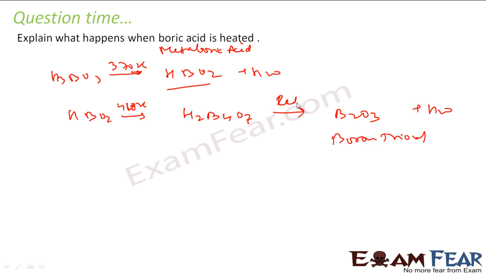This is red heat, right? So boric acid, we started with boric acid, we got metaboric acid, right? The water molecule is lost. Then again we heated this metaboric acid. You can write a balanced reaction here. You can heat this metaboric acid.